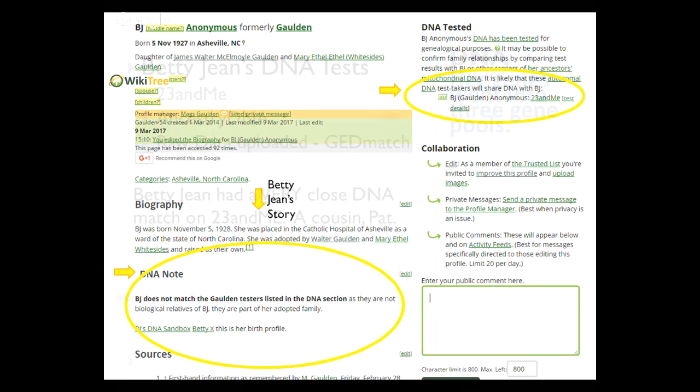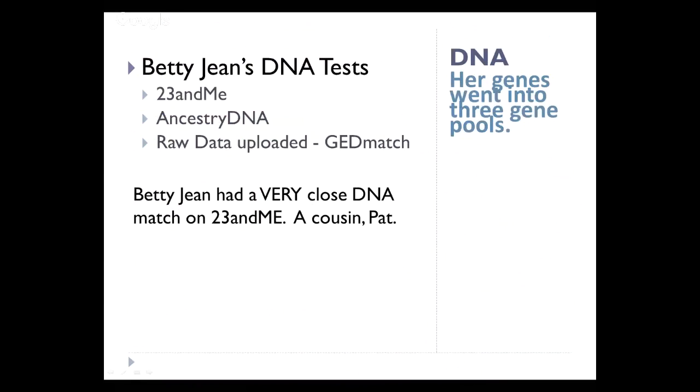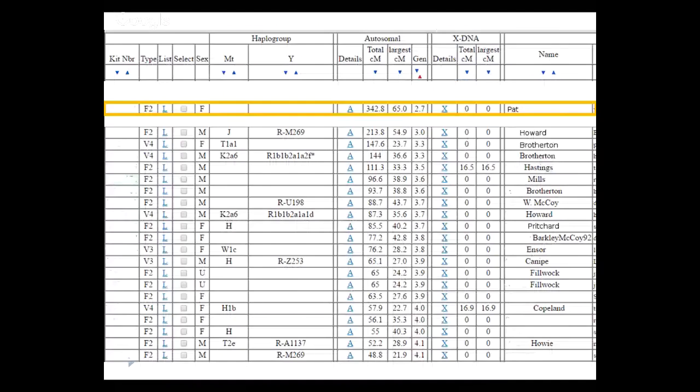So her DNA tests went into the three pools: 23andMe, Ancestry DNA, and raw data was uploaded to GEDmatch. And Betty Jean had a very close DNA match on 23andMe, a cousin that we'll call Pat. And so here is Pat's DNA information. You see it's a really good 342.8 centimorgan match, which got me excited because I was like, oh, this is first cousin territory.